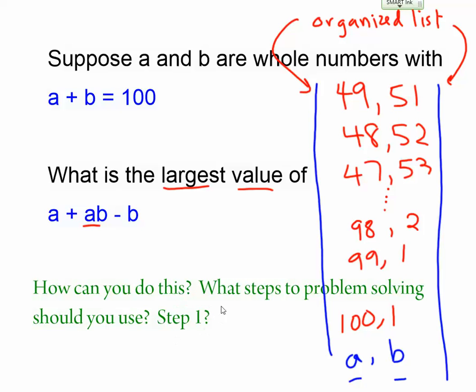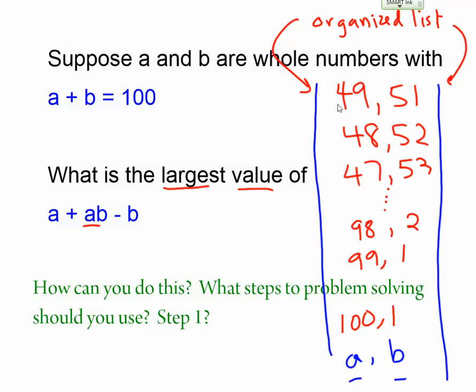And step 1, which you guys didn't really remember, is just understanding the problem. So what we're looking for are 2 different numbers that add to 100. And when we take the first number and we add the product of the 2 numbers and subtract the second number, we have the biggest possible answer. So step 2 is make a plan, and Tyne came up with this plan.